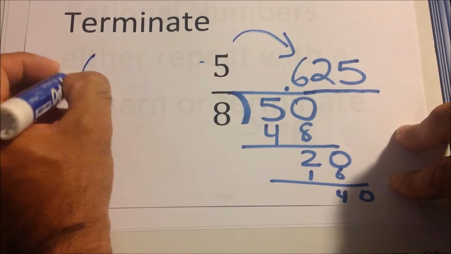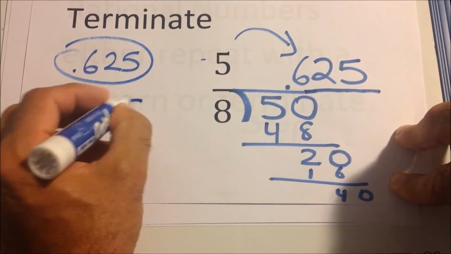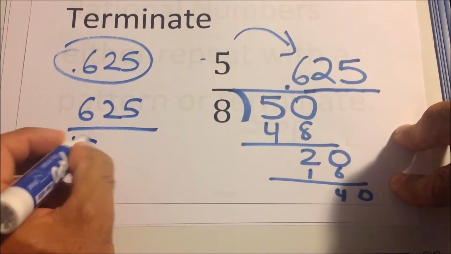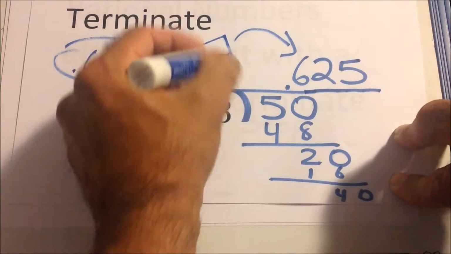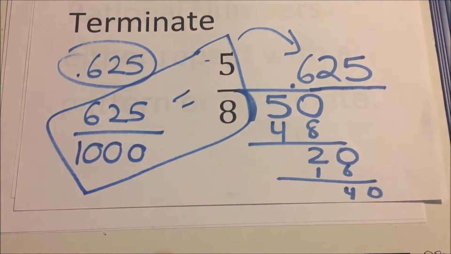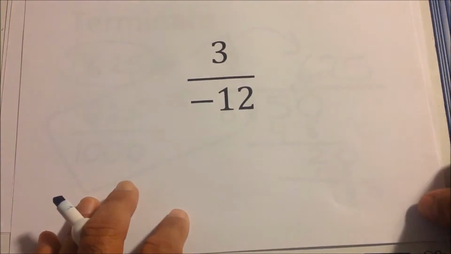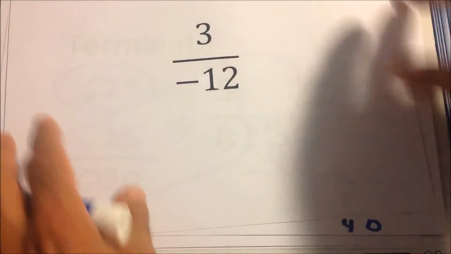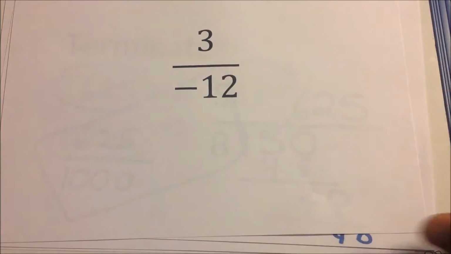And 0.625, we know it's rational also because we can also put it over as a fraction. And that's an equivalent fraction. They're equivalent. Now, a rational number could be negative. See if you can do this one. What is the decimal on this? So pause the tape and see if you can give me the decimal.